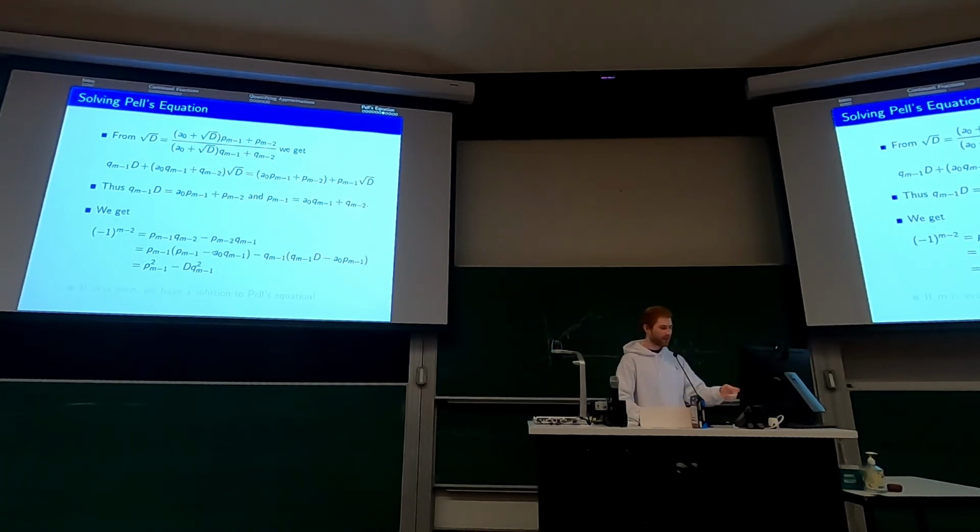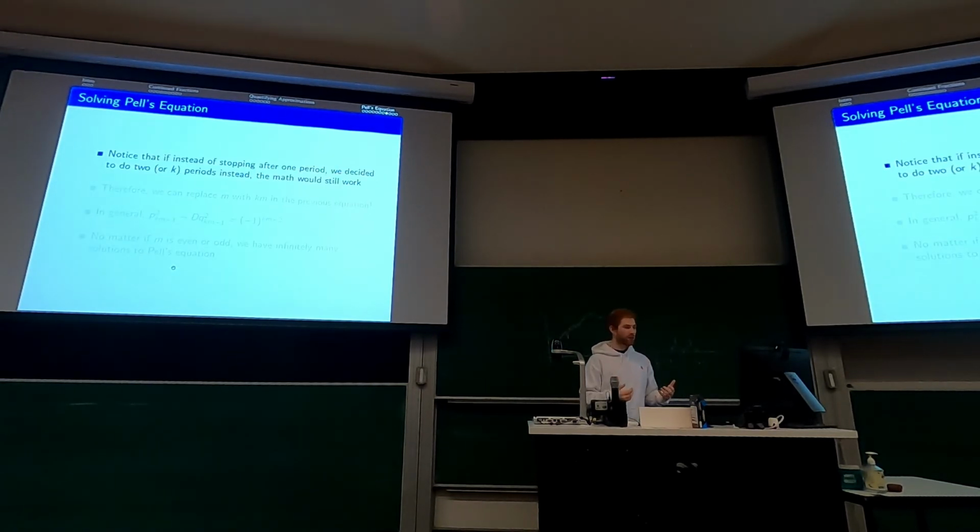So all we're left with is this p(n minus 1) squared term minus d q(n minus 1) squared. And, well, this is like Pell's equation, right? p squared minus d q squared. It's Pell's equation. And over here, we have minus 1 to the n minus 2. So sometimes it's 1, sometimes it's negative 1. So if n is even, so if the period is even, I guess, we have a solution to Pell's equation. This guy solves Pell's equation. If it's odd, we get a solution to the negative Pell's equation, but we're making progress.